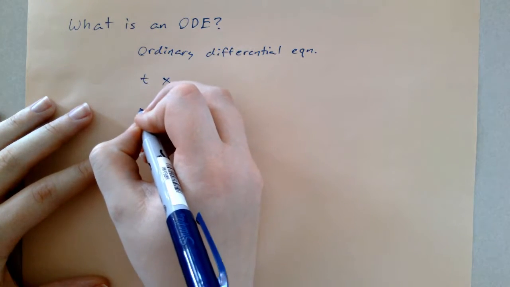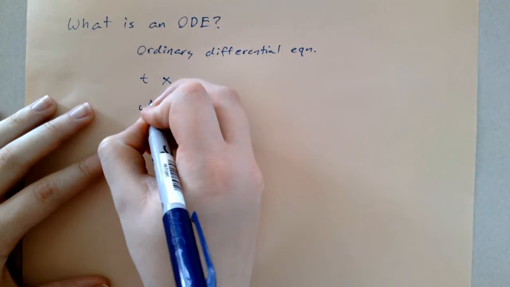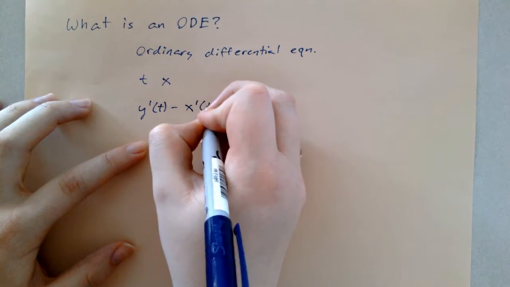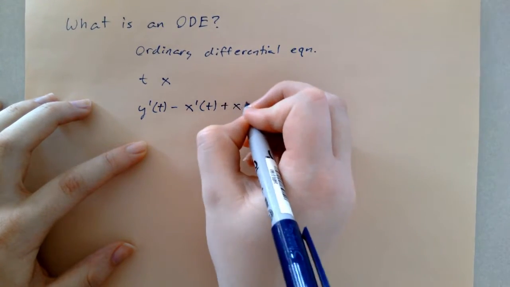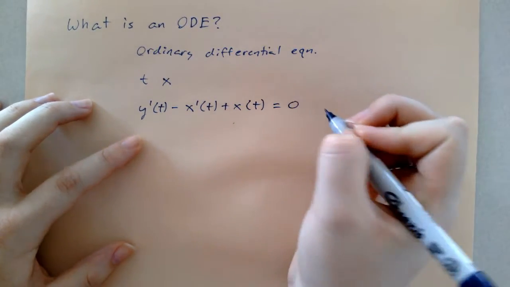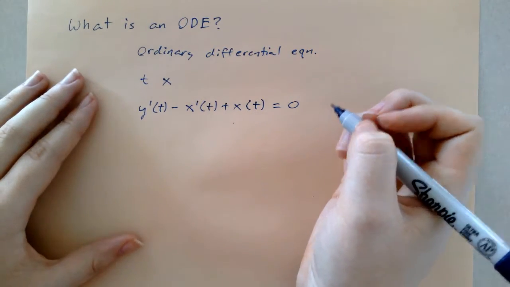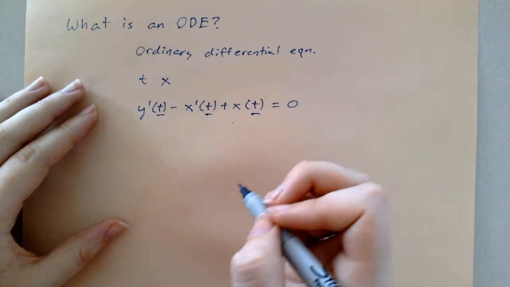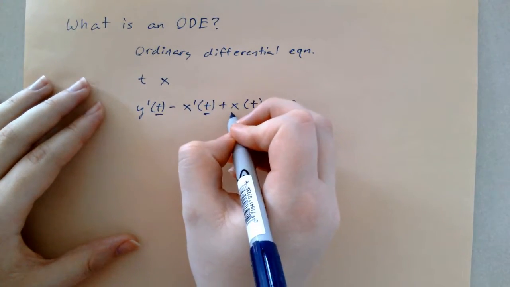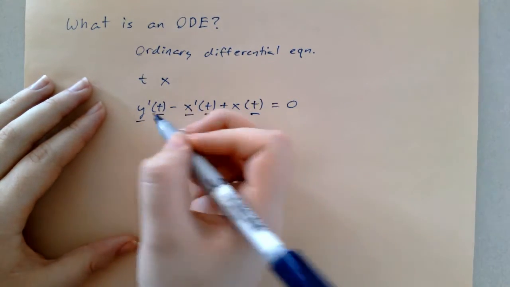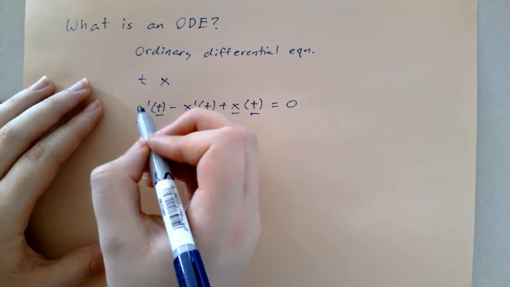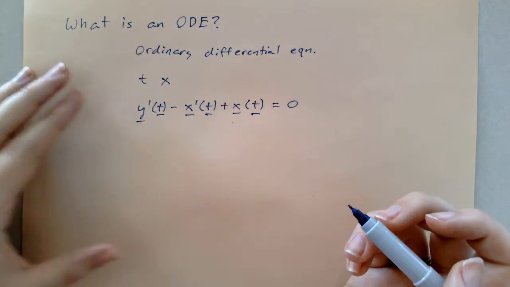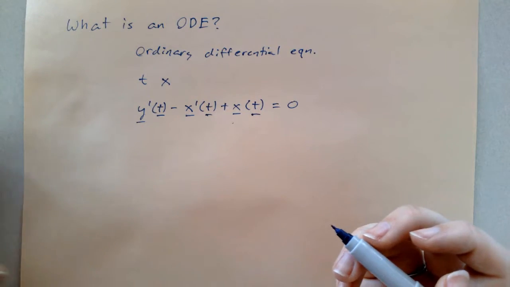So for example, if you have an equation like this where you have y prime of t minus x prime of t plus x of t equals 0, this is an ODE because t is our only independent variable and we have these functions and their derivatives. It doesn't matter that we have more than one function. In this case, we have both y of t and x of t to worry about, but that doesn't stop it from being an ordinary differential equation.